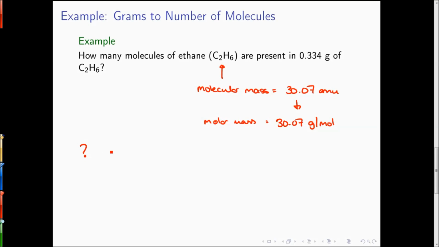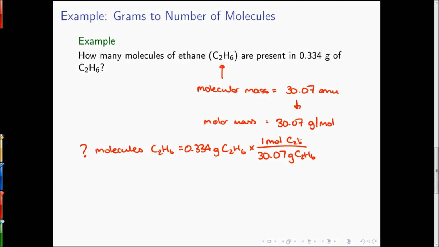I'm looking for the number of molecules of C2H6, and that would be 0.334 grams of C2H6. I then need to go to moles, right? And so I need to get rid of grams, so that's 30.07 grams of C2H6 for 1 mole of C2H6. I cancel that out.